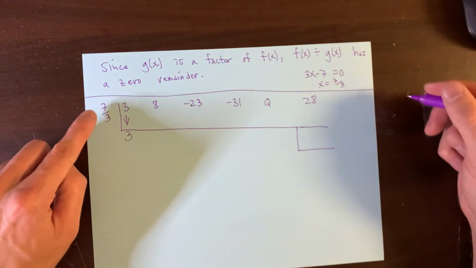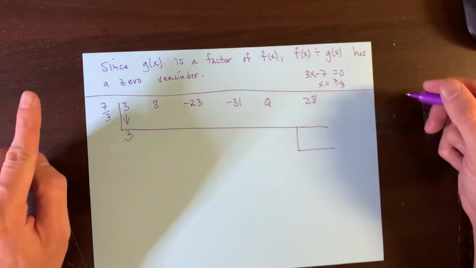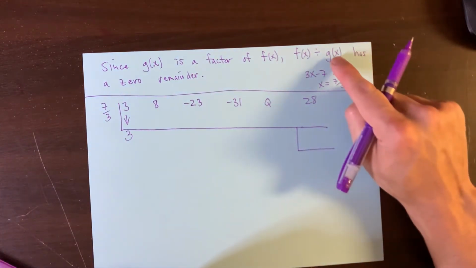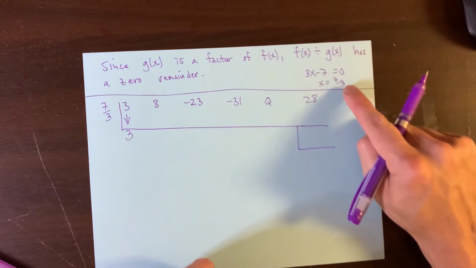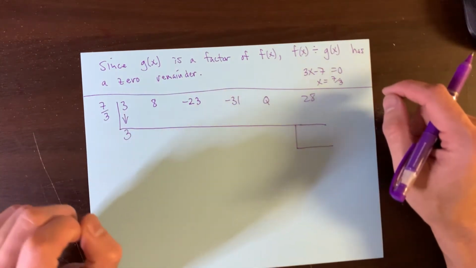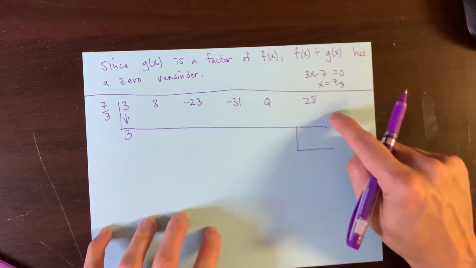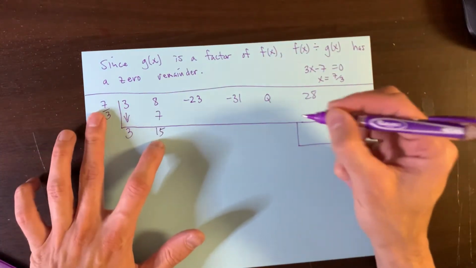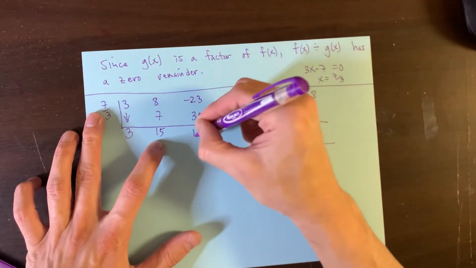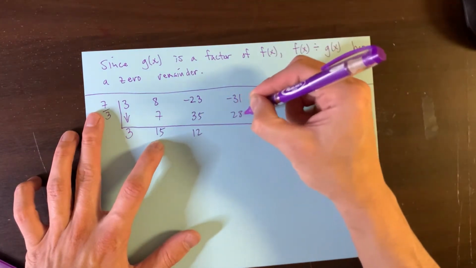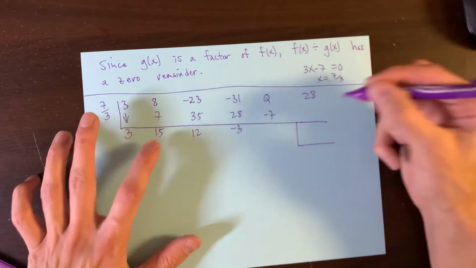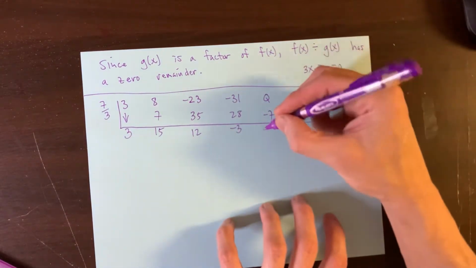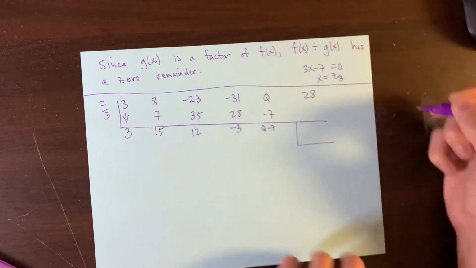Yes, yes, yes. This number is the 0 of the divisor. The divisor was g. The 0 of g was that, so I put it out there. Now, let's run through synthetic division. Multiplication, addition, multiplication, addition, multiplication. Oh, this is interesting. When you add these, it's literally just q minus 7.